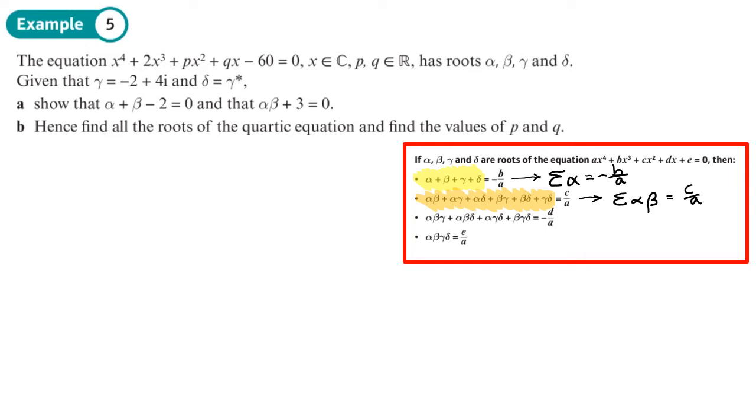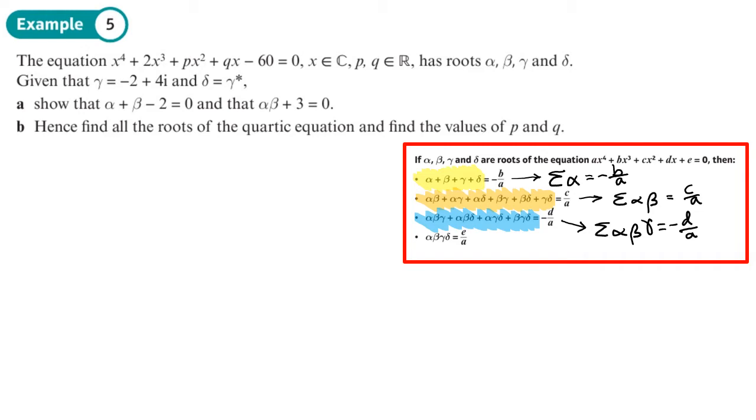And the last one down here, rather than writing all of that equals negative d over a, we can write the sum of alpha, beta, gamma equals negative d over a. So that saves us having to write out the whole long thing. That's shorthand for writing those sums.